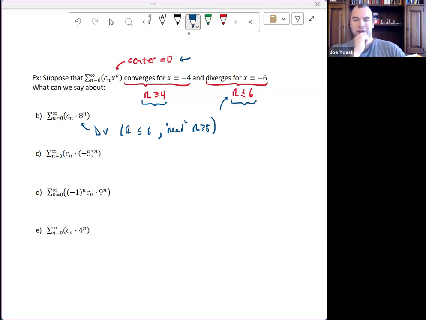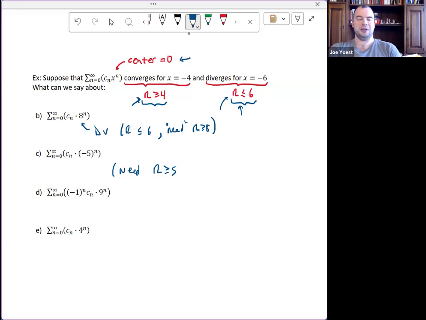What about C? Okay, so for C, I would need a radius of convergence of at least 5. My radius of convergence in actuality has to be at least 4, but no more than 6. My radius of convergence could be 4 or 4.1 or something like that, and not be at least 5, making this part C not converge.